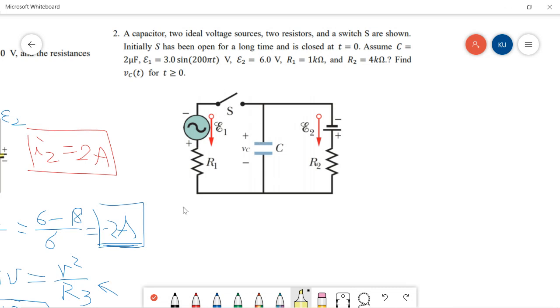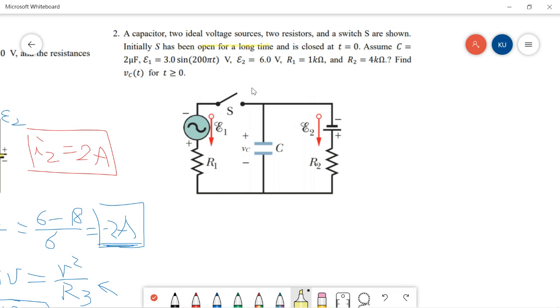So we see that in this figure there is a capacitor, a DC source, and an AC source. And these 2 sources are in series with a resistor. And actually there is a capacitor, 2 ideal sources, and 2 resistors, and a switch. This is a switch as shown. Initially, S has been open for a long time.